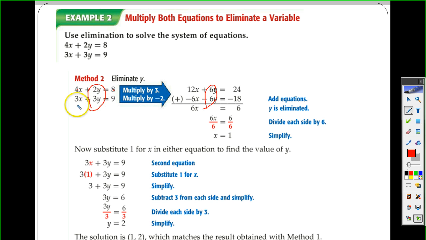So this negative 6, 18 is what became here. And then they eliminated the y and found x. Put the x in any one of those equations. They use the second one and find y. Answer is 1 and 2. Exactly the same answer as method 1.